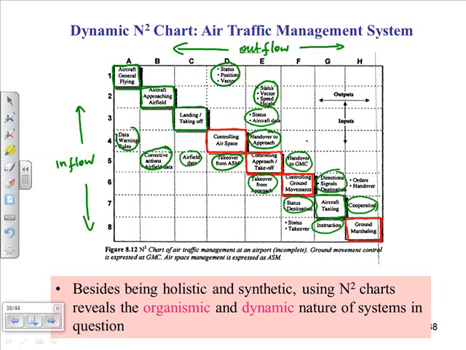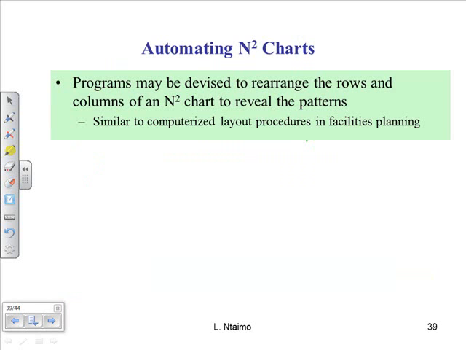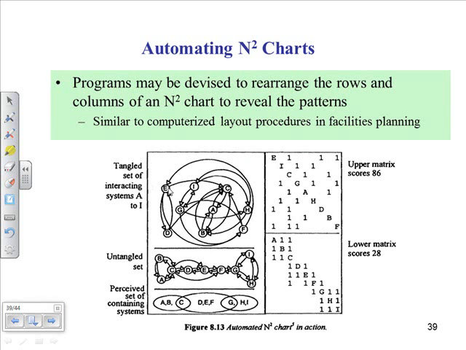Questions on n-squared charts? One more comment about n-squared charts is that programs can actually be devised to rearrange them. Remember we talked about how you can create one like this, but you don't know the best way to arrange the entities in the leading diagonal. So based on the order, you're going to come up with a particular n-squared chart which may look like this. Right? In this case, this is just showing the connections or interchanges between systems. Then when you change the order, you can find a way to create nice patterns like this one.